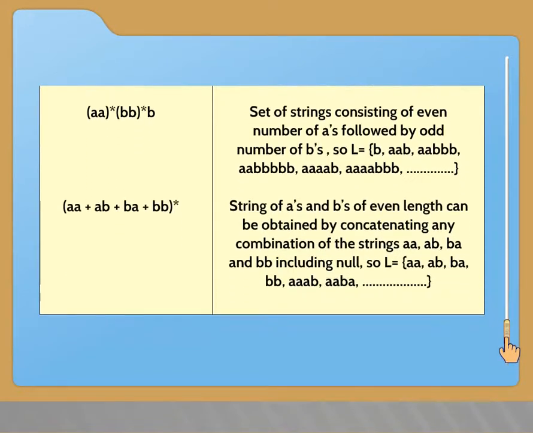AA plus AB plus BA plus BB whole star. Strings of A's and B's of even length can be obtained by concatenating any combination of the strings AA, AB, BA and BB, including null. So L is equal to AA, AB, BA, BB, AAAB, AABA, and it goes on.